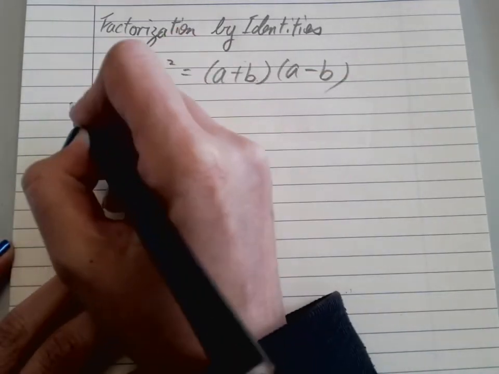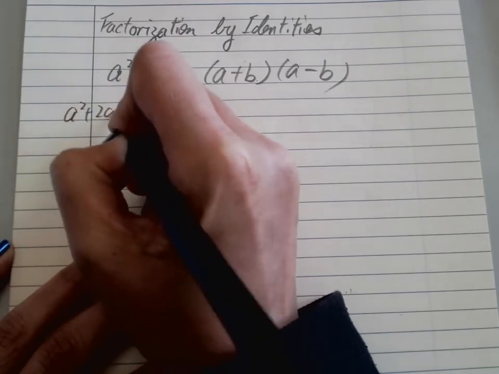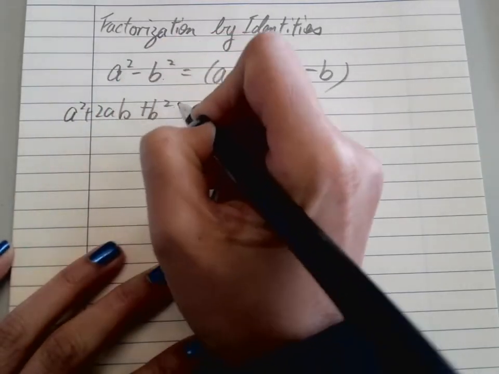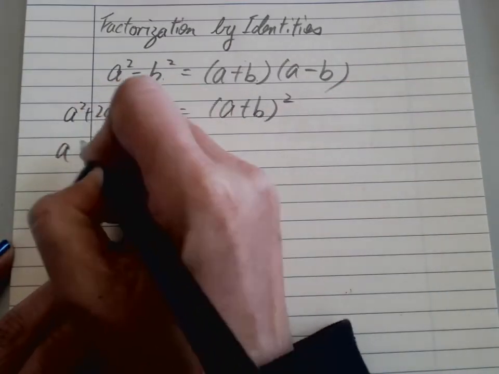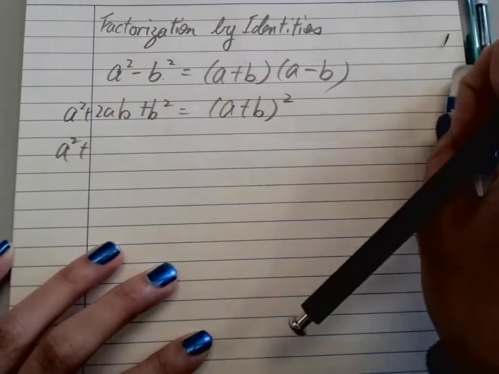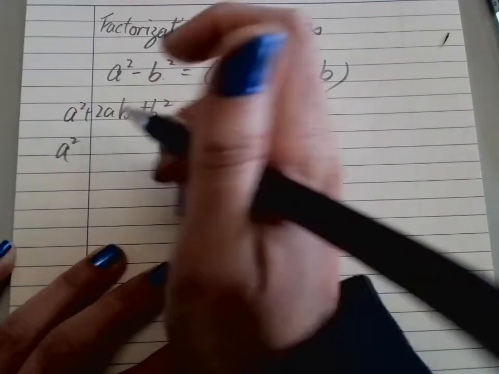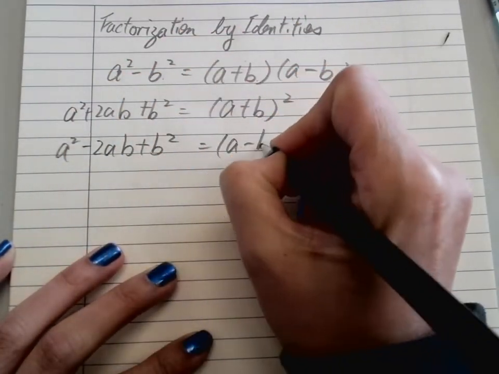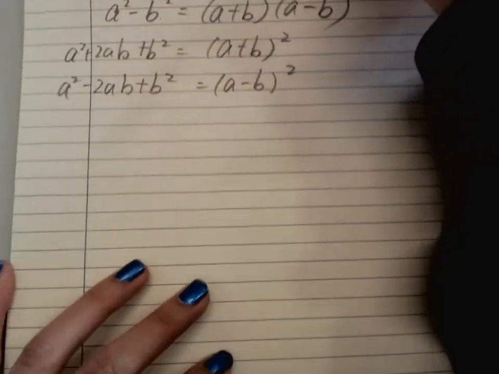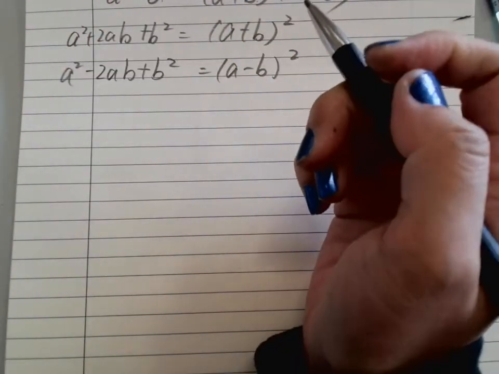And also with our perfect square, a squared plus 2ab plus b squared equals a plus b all squared, as well as a squared minus 2ab plus b squared equals a minus b all squared. These are all the information that you need to get through with those.